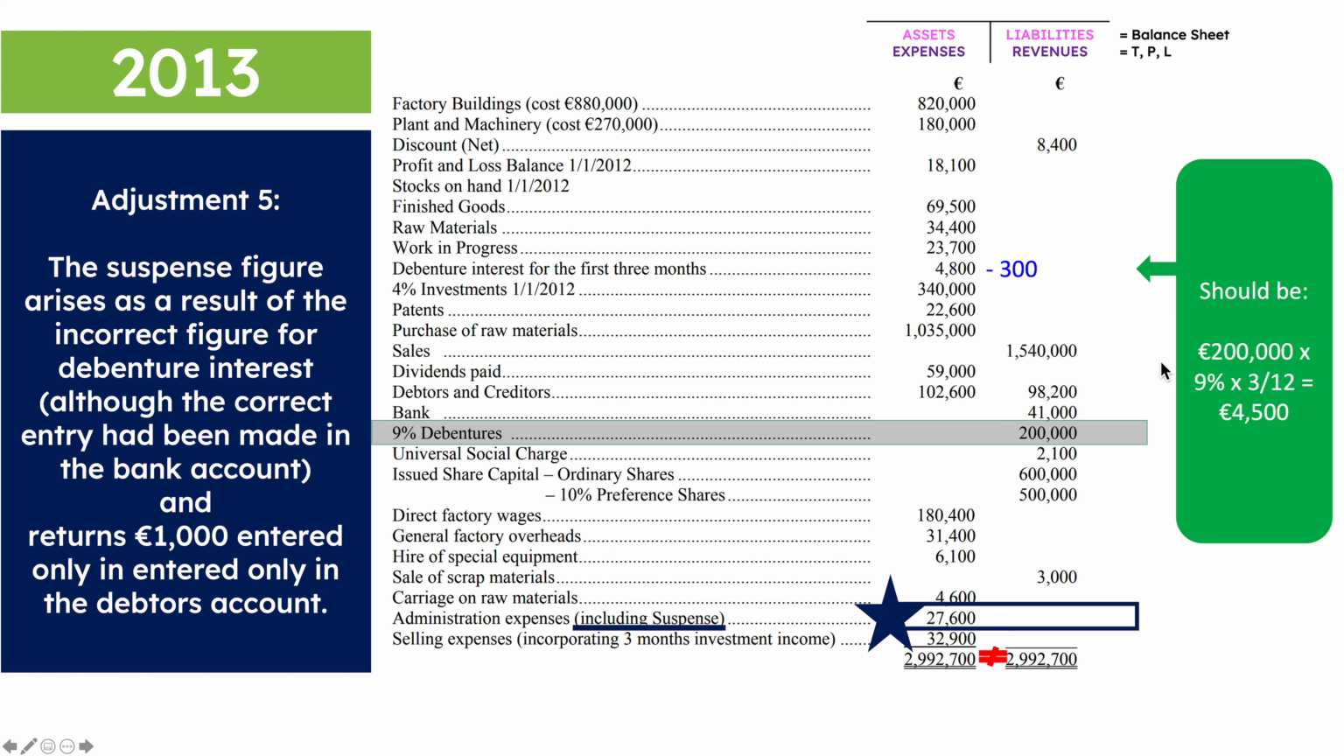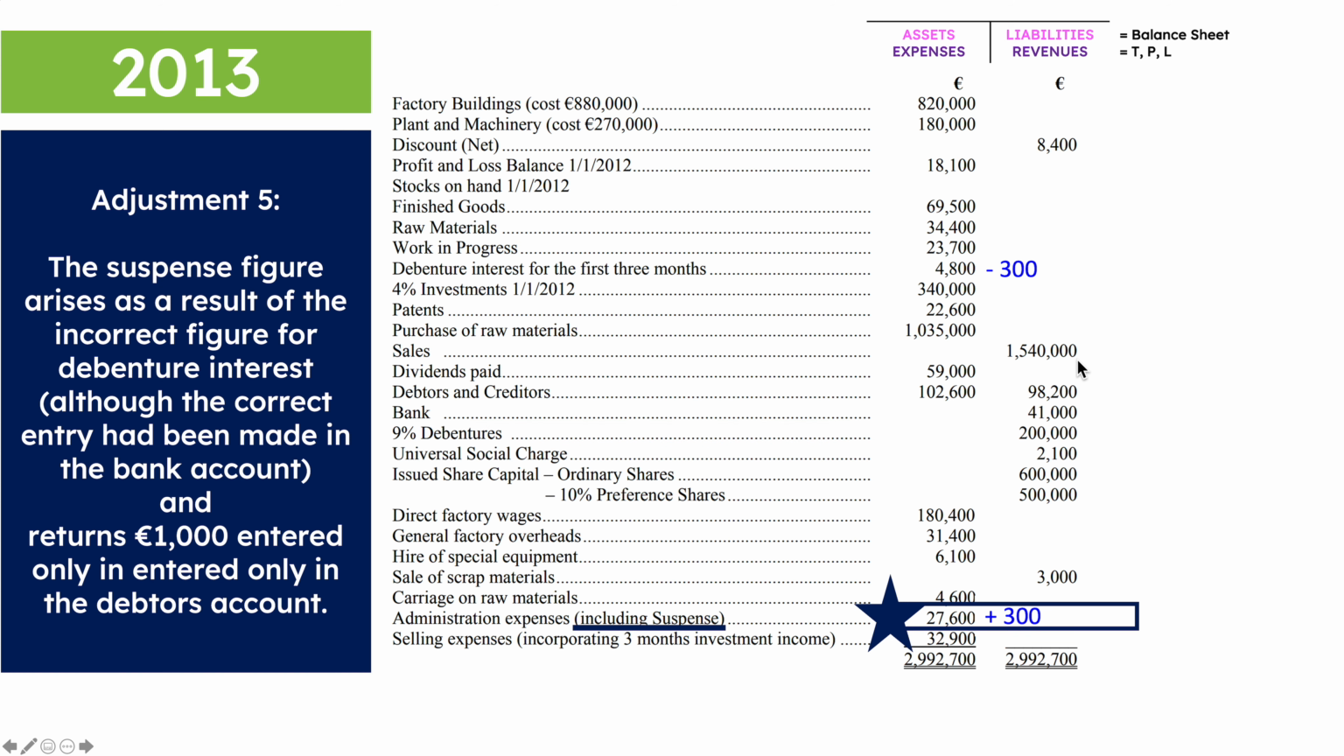So here we have sales. If we have sales returns, we will minus 1,000 from our sales. I know it's sales because it was entered only in the debtor's account, so I know that it is sales returns because it's a debtor. So I minus 1,000 from sales. My two sides don't equal. So what do I do to get it to equal? If I minus 1,000 from the credit side, I'll have to minus 1,000 from the debit side. So that is us there.